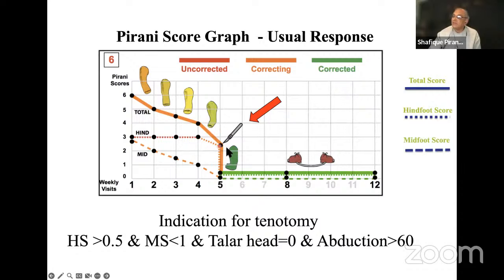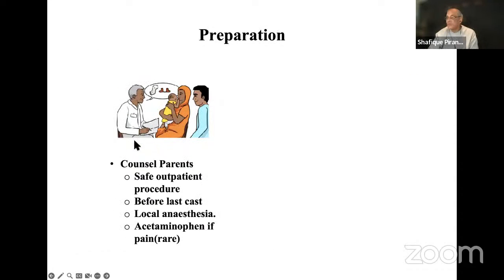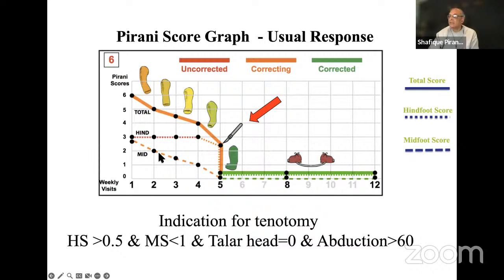Please excuse this red dot. I'm not sure where that comes from, but this is the Pirani score. This is why it helps, because earlier on, when the midfoot score is high, you still have to do casting. You cast until the midfoot score is less than 1. There you go. The hindfoot score still needs to be high, greater than 0.5. Talar head sign needs to be 0, and abduction needs to be greater than 60 degrees. And that's the indication to perform the tenotomy.